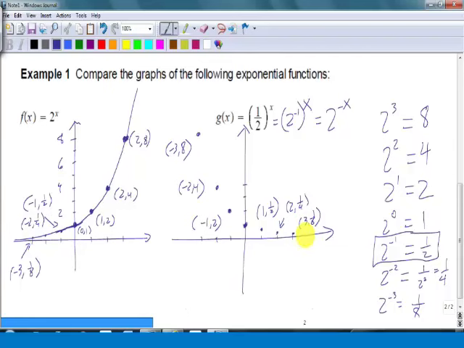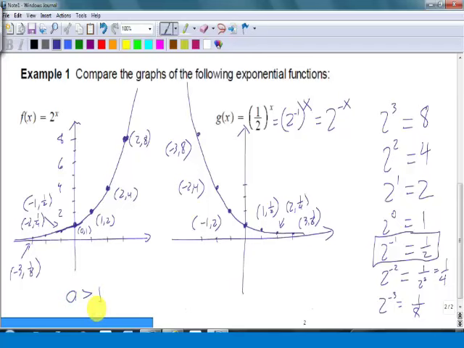Whereas the graph of f(x) equals 2 to the x is rising, so it's an increasing function, the graph of g(x) equals 1/2 to the x is falling. So it is a decreasing function on its entire domain. The base 2 is greater than 1. This is an example of a base that's greater than 1.